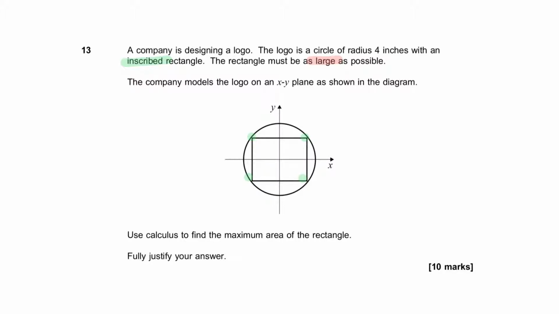The company models the logo on an XY plane as shown in the diagram. So they've put some axes on this. So I guess if it's a 4-inch circle, we could label an X value of +4 on that edge of the circle, a Y value of +4, -4, -4. So we've got a scale on what we're looking at here. And they've drawn an example rectangle inscribed in that circle.